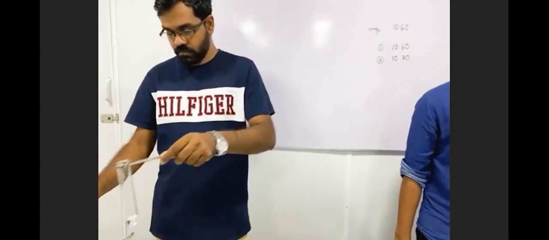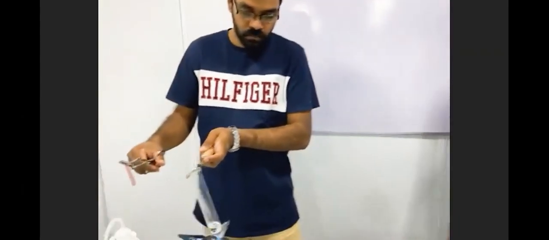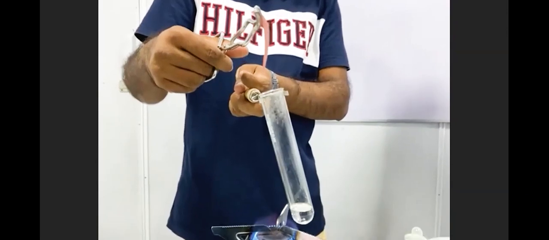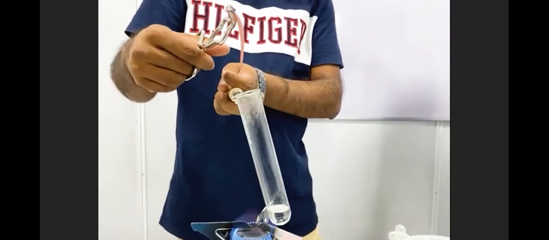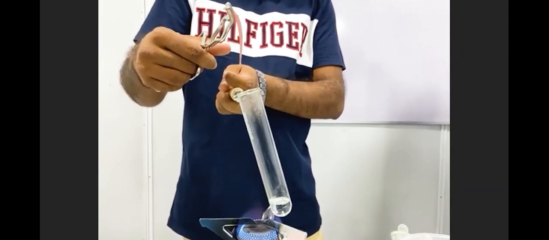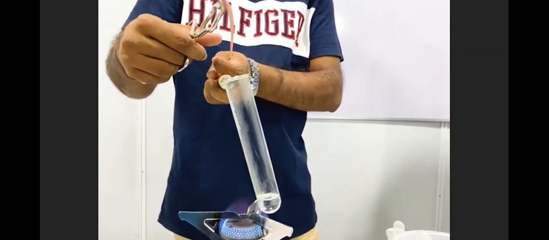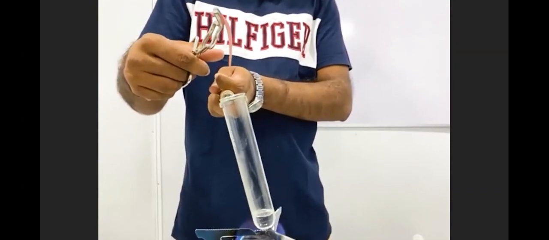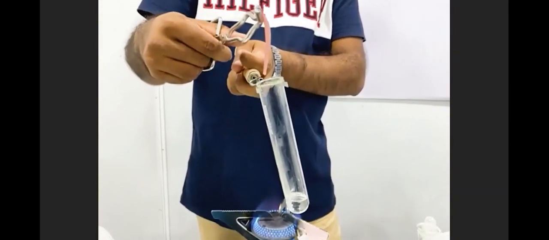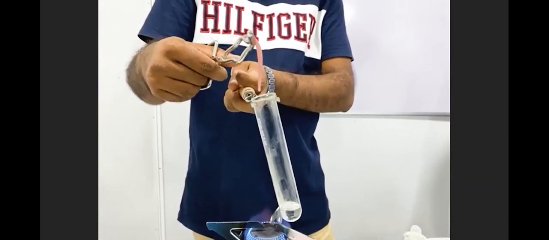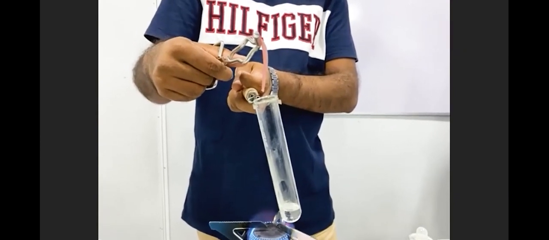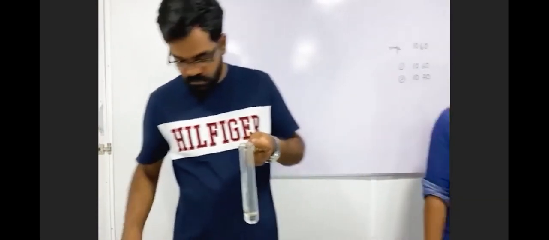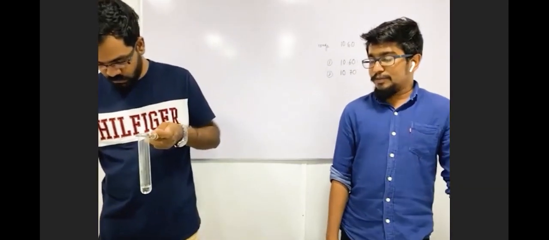Because the next part says add aluminium foil. We know we usually add sodium hydroxide and aluminium foil to find out nitrate and nitrite, and during the experiment ammonia gas is given out. But here you can see if there's any change. No change, right? Nothing happened in the solution also. Then we have to add aluminium foil.